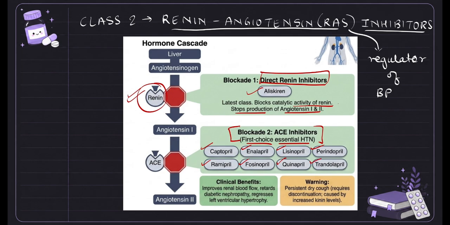They offer remarkable clinical benefits. They improve renal blood flow, they retard diabetic nephropathy, which is kidney damage caused by diabetes. They even regress left ventricular hypertrophy. That means they reduce unhealthy thickening of the heart wall. But there's a distinct warning here. They can cause a persistent dry cough. This cough is caused by increased kinin levels, and it often requires stopping the medication entirely.